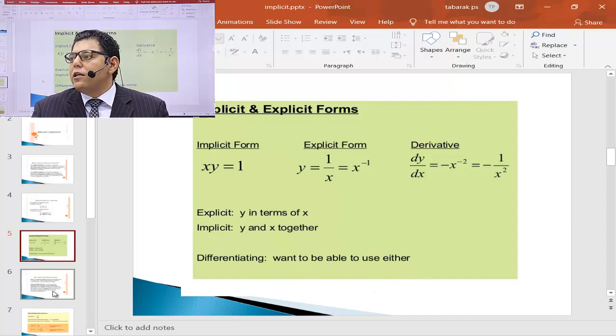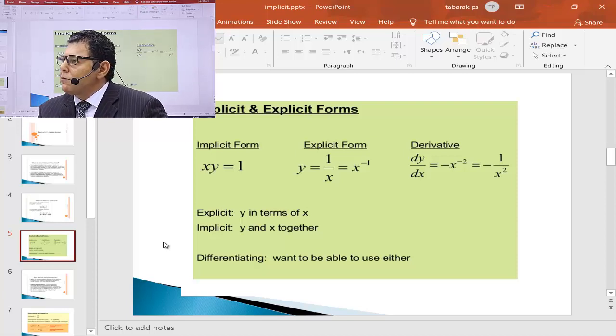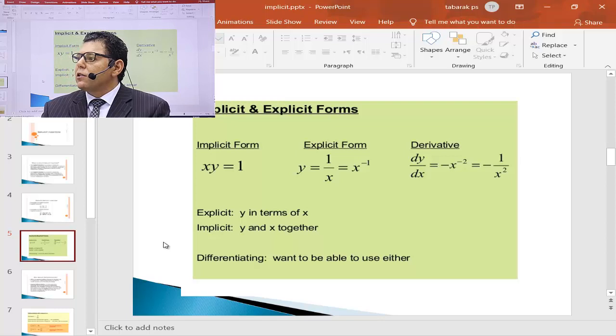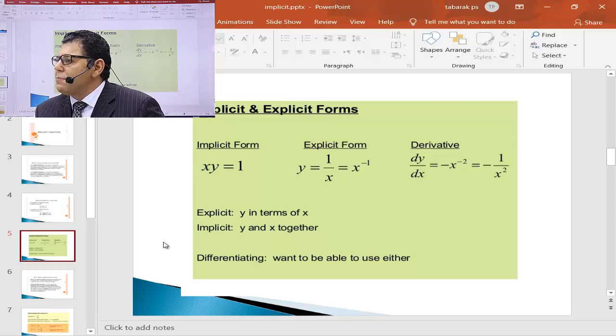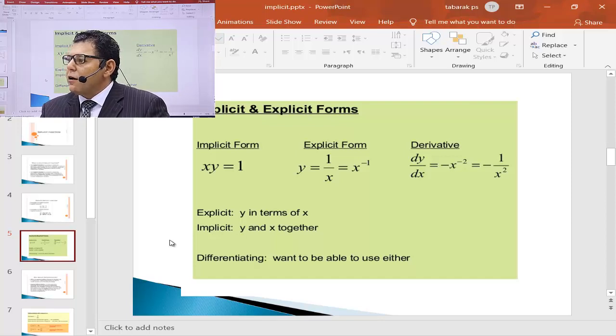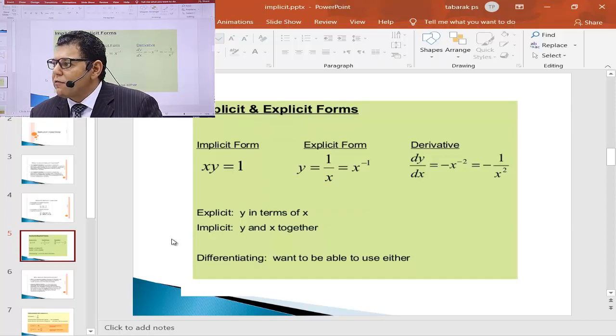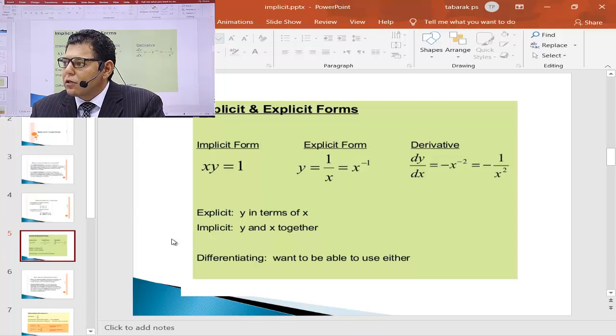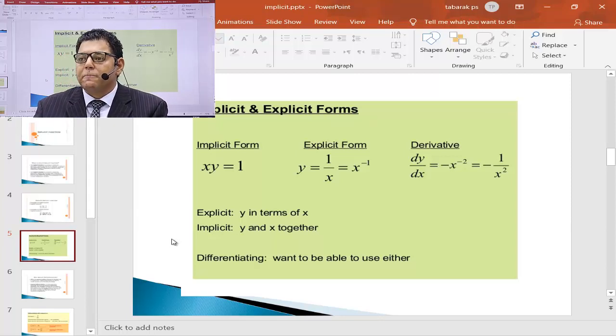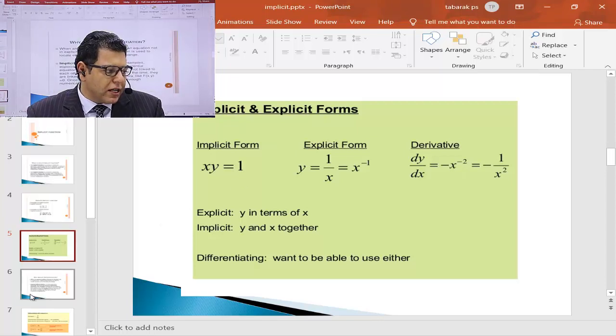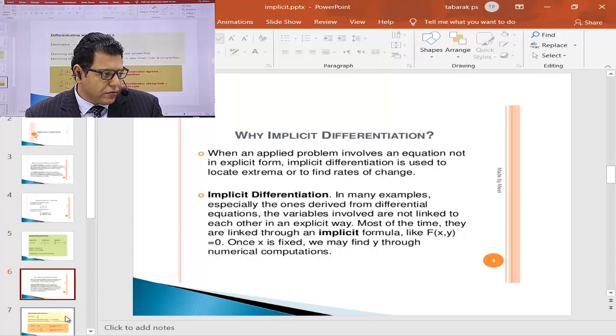I want to tell you something first. After working through this chapter, you should be able to: one, know the difference between explicit and implicit functions; two, differentiate functions given implicitly; three, find the equations of the tangent and normal to curves given implicitly. So let's start to learn how to differentiate these functions.